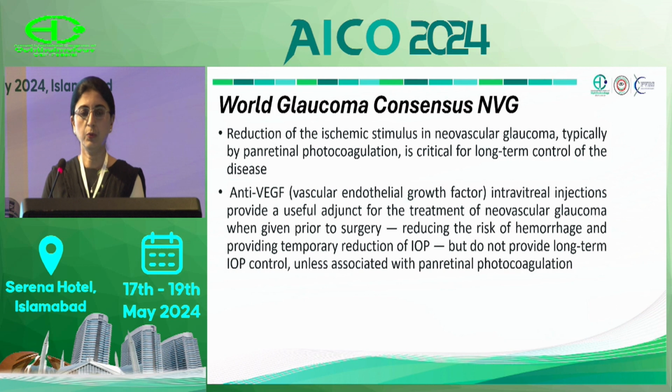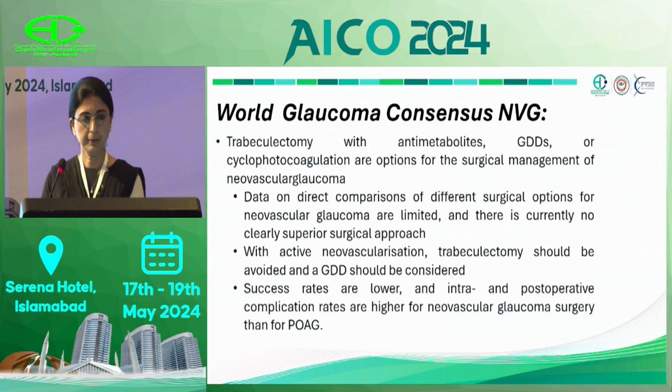Timely collaboration. The World Glaucoma consensus on NVG is that reduction of the ischemic stimulus in neovascular glaucoma, typically by PRP, is better controlled. Anti-VEGF injections provide a useful adjunct for the treatment of neovascular glaucoma when they are given prior to surgery, reduce the risk of hemorrhage and provide temporary reduction of IOP, but do not provide long-term control. We have different surgeries. Data on direct comparison of different surgical options for neovascular glaucoma are limited, and there is currently no clear superior surgical approach.